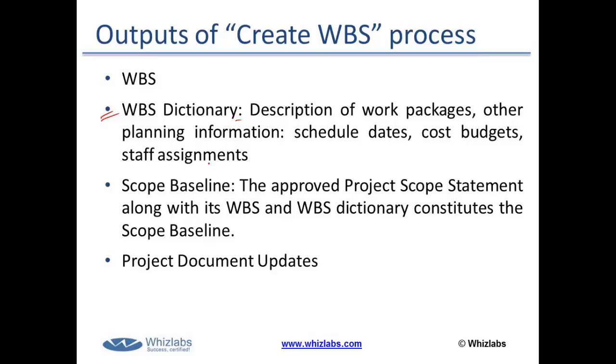As I said earlier, the scope baseline is the combination of three documents: the approved project scope statement, which was the output of the previous process, along with the WBS and the WBS dictionary. We also update the other project related documents as a secondary output of this process. Tell me, any question, guys? Are we absolutely clear on this topic?